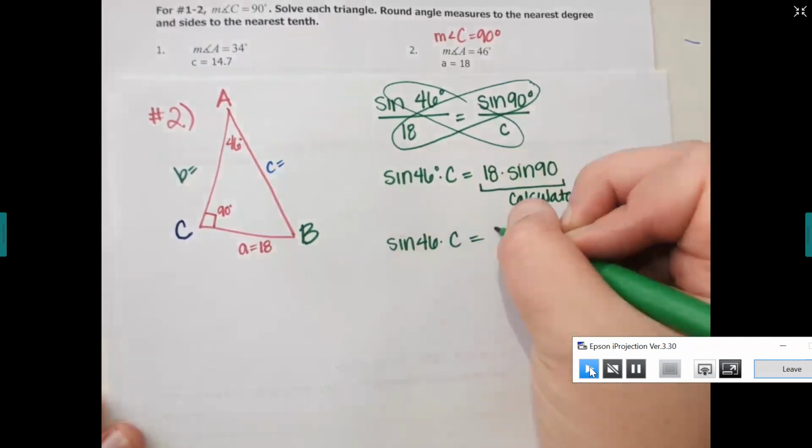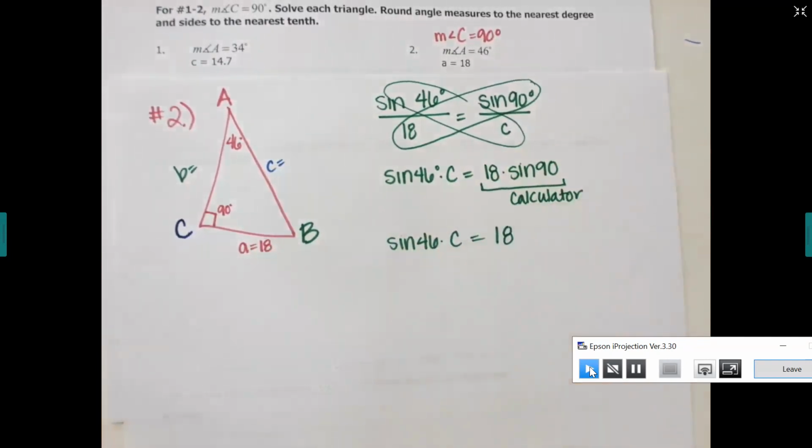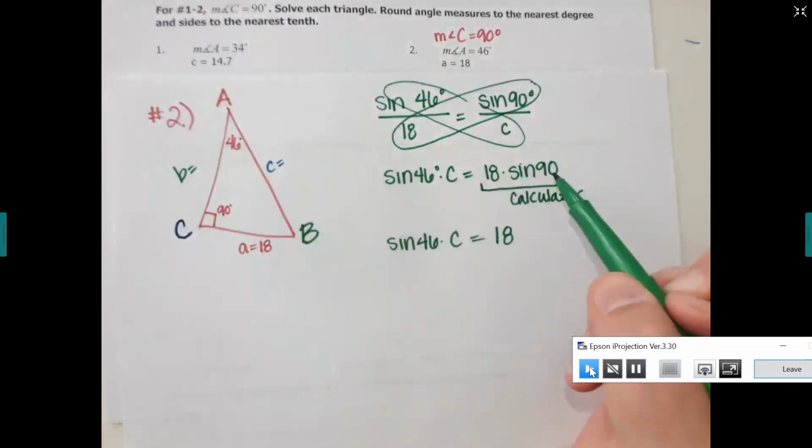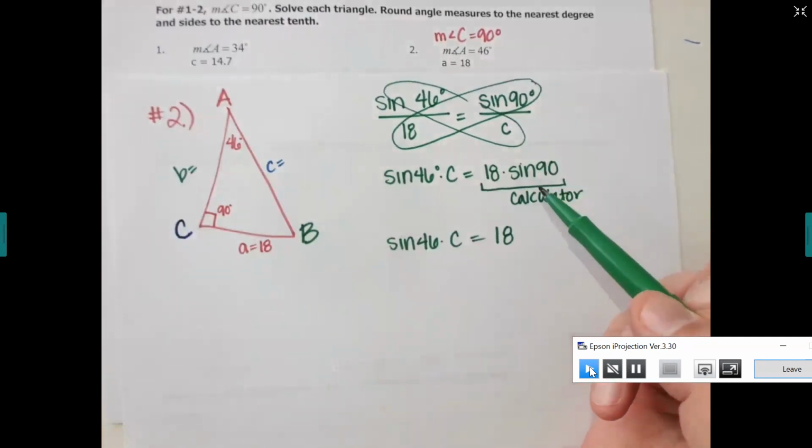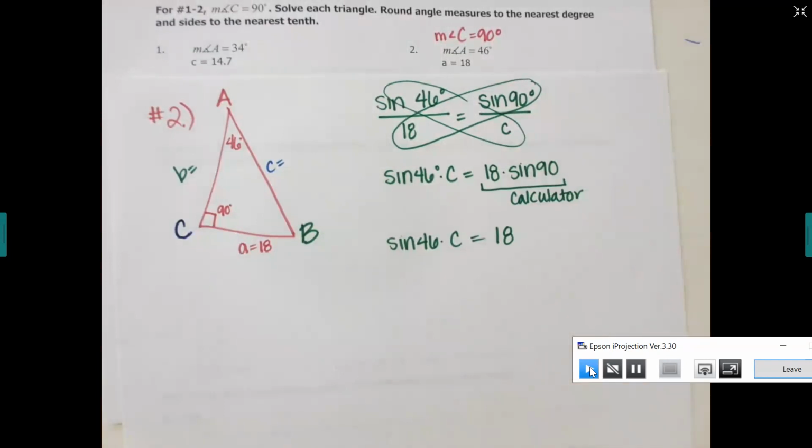Okay, it is 18, which is kind of weird, but if you remember from the unit circle, the sine of 90 is 1. So if you times 18 by 1, it comes out to still be 18. We'll review the unit circle more, we'll go back and do it, but if you put it in the calculator, it's weird, but it is 18, that's correct.